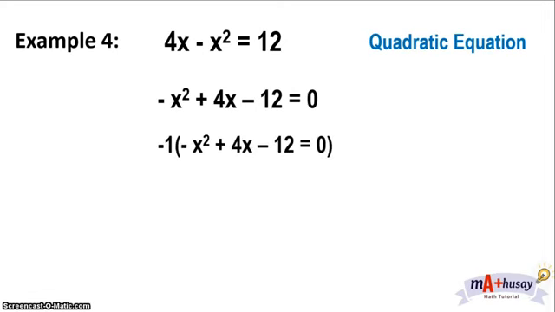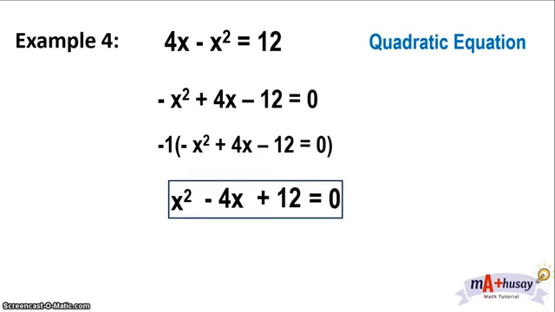Now, this is not in standard form yet because the leading term, which is the x squared, is still negative. So we multiply by negative 1. Negative 1 times the negative x squared is x squared. Negative 1 times the positive 4x is negative 4x. Negative 1 times negative 12 is positive 12, which is equal to 0.